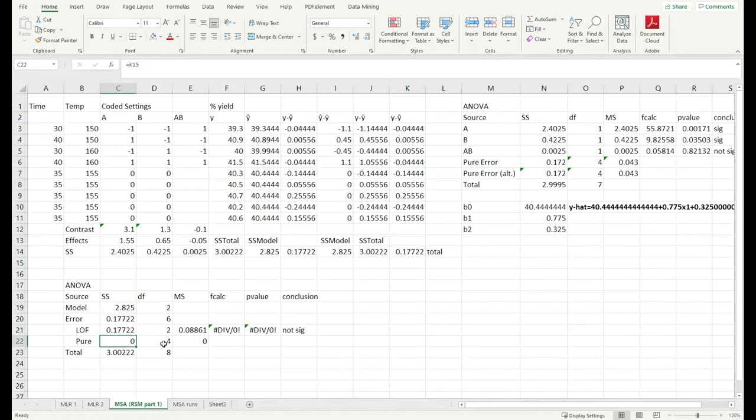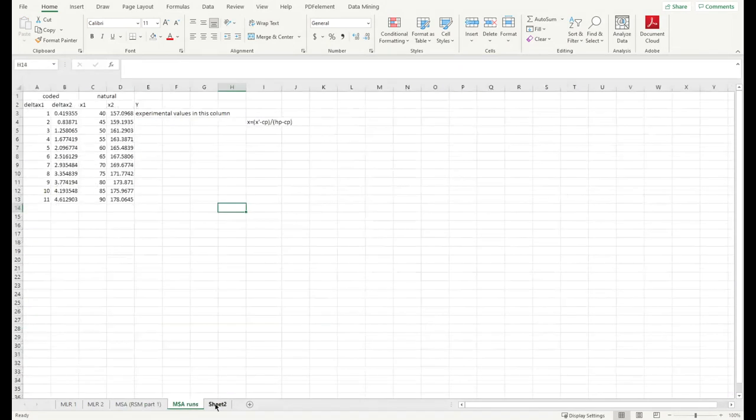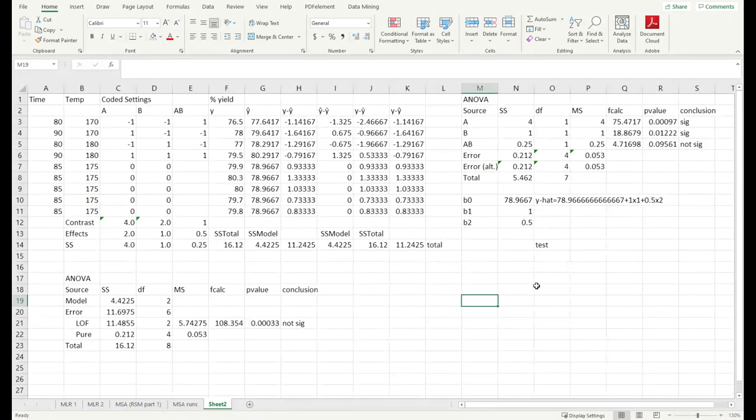So, if we do this, the pure error should be equal to just this value, whatever we got here. Okay? So, let's change that as well. Let's make the pure error this one. Okay? So, let's remove this. So, we've already completed it.